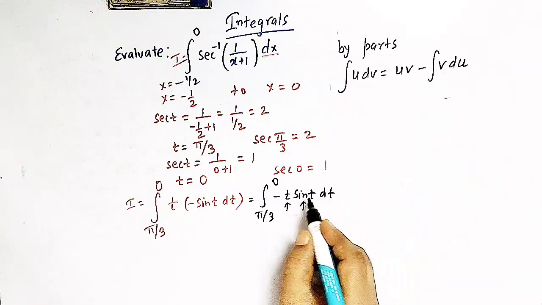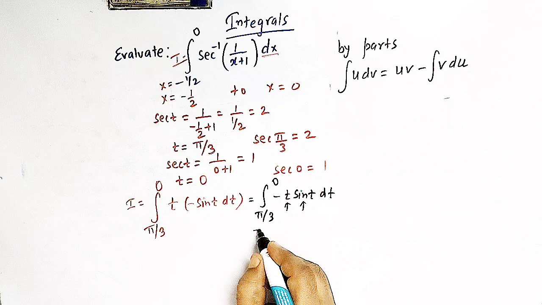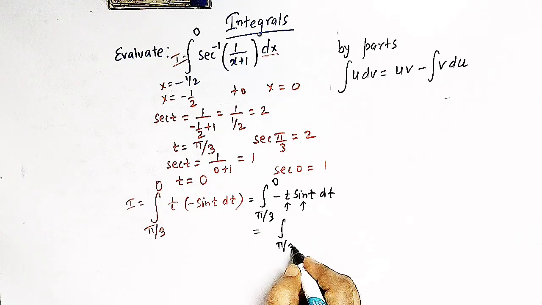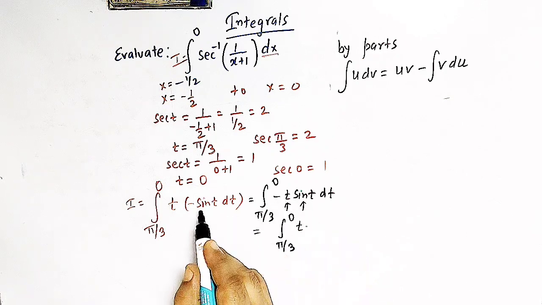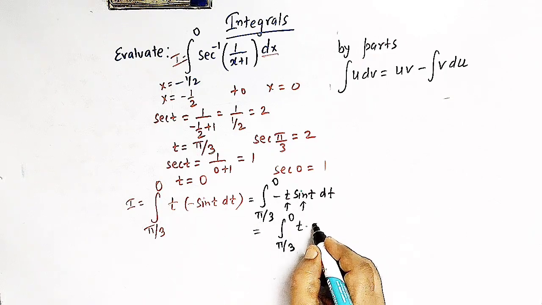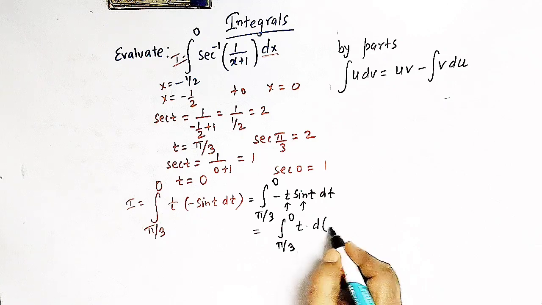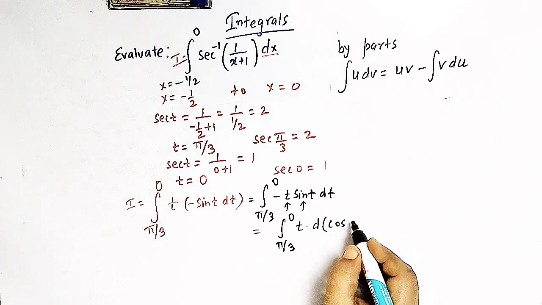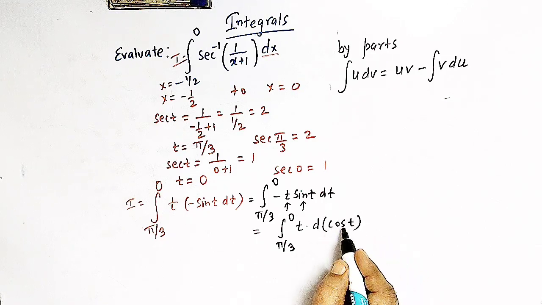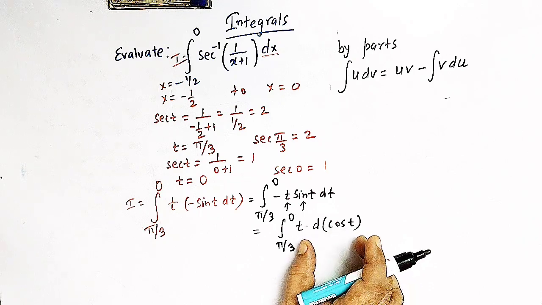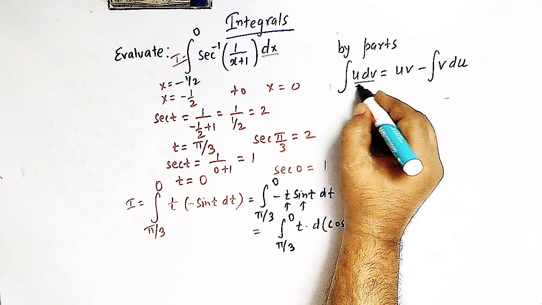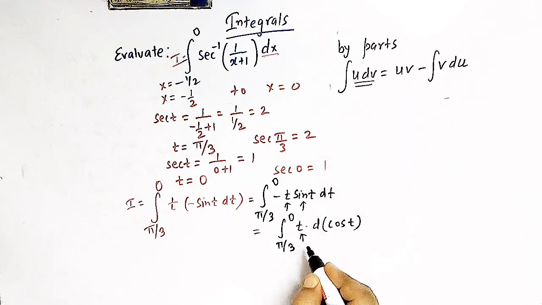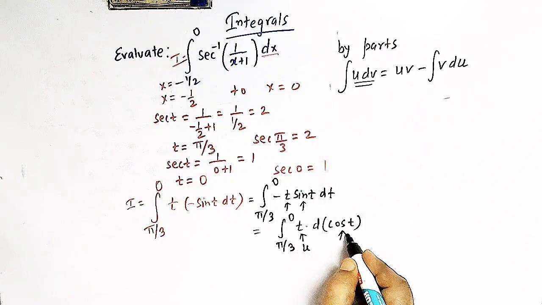So we can write this integral from pi by 3 to 0 of t, and minus sine t dt can be written as d of cosine t, right? The derivative of cosine t. So if we compare t d cos t with this one, then t is our u and v is our cosine t, right?